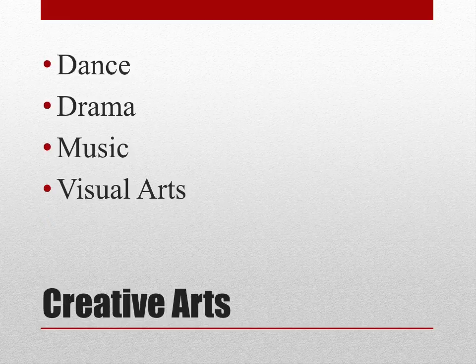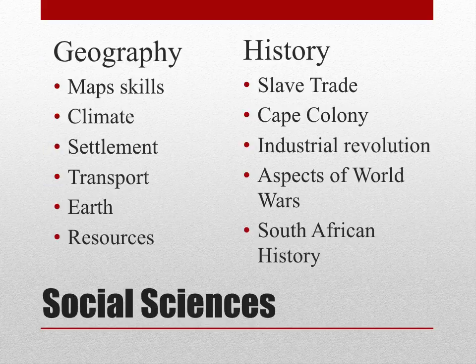Now, creative arts is a subject that provides exposure to a range of art forms. And if you have a look at the screen, you've got dance, drama, music, and visual arts. So the learners are getting an exposure to a lot of different types of art. And then your social sciences are, of course, divided into 2 components. You've got the geography component and the history component. And both these components are done in all 3 years of the senior phase.